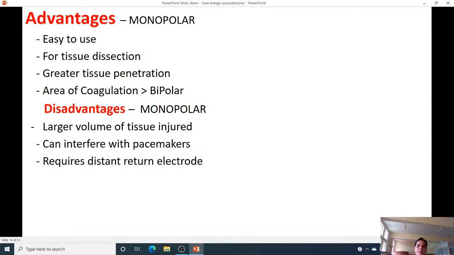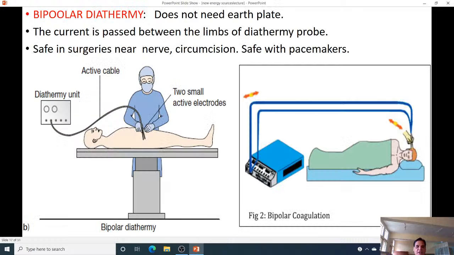So what are the advantages of monopolar? In short, monopolar is very easy to use. It can be used for dissection. It has got a greater tissue penetration, and the area of coagulation is more than bipolar. This is not always wanted, but coagulation in a larger area can be achieved by monopolar as compared to bipolar. Disadvantages: a larger volume of tissue is injured, it can interfere with pacemakers, and it definitely requires a distant return electrode. So these are the advantages and disadvantages.